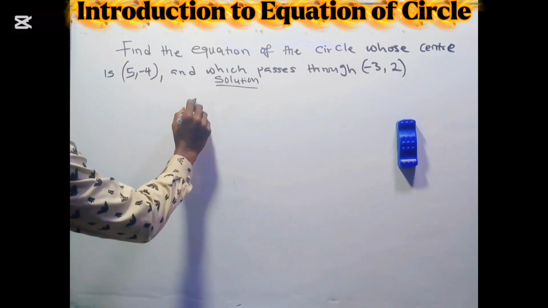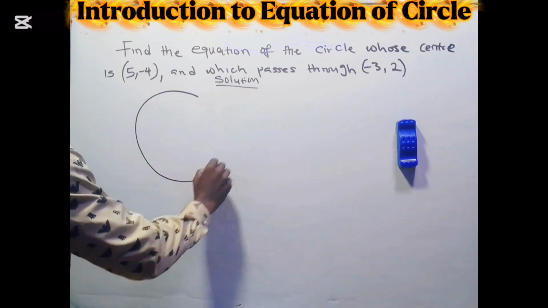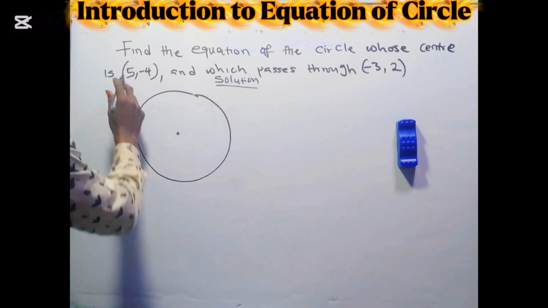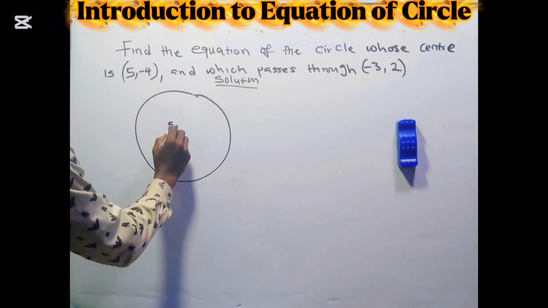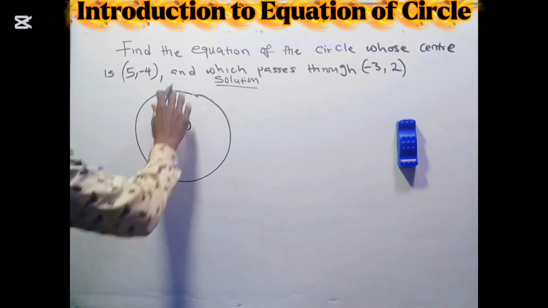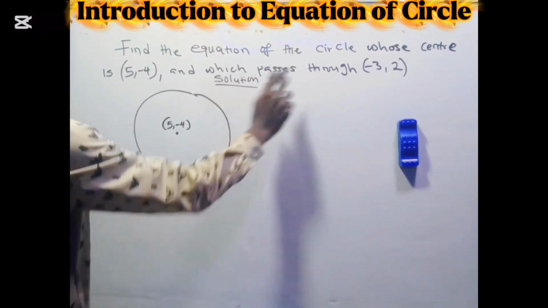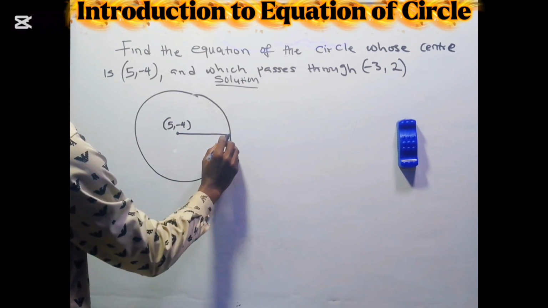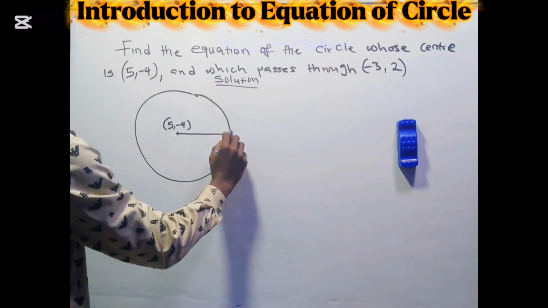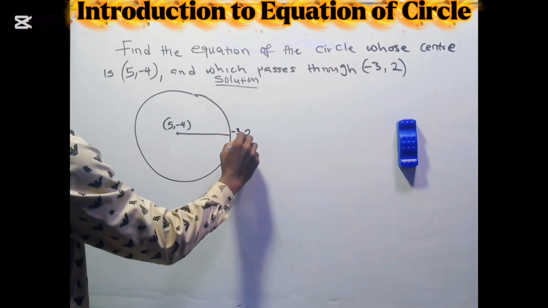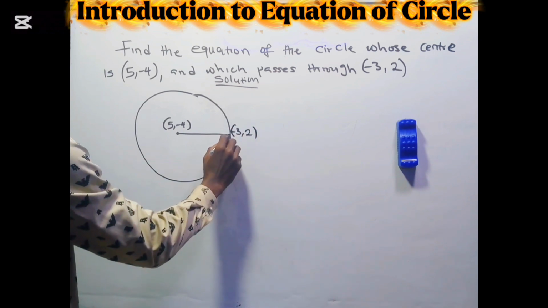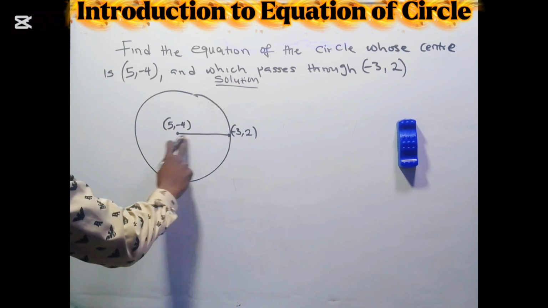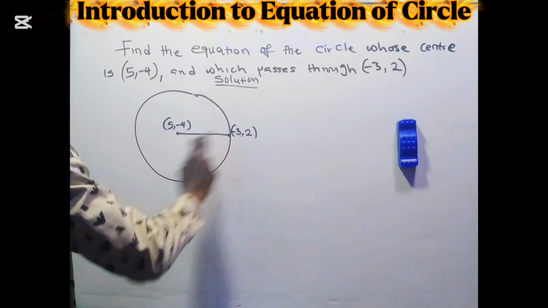Let's sketch it. Let this be our circle, and here is the center. Center is (5, minus 4). And which passes through, which is the radius, it passes through (minus 3, 2). Which means from the center of the circle, our radius goes to (minus 3, 2).